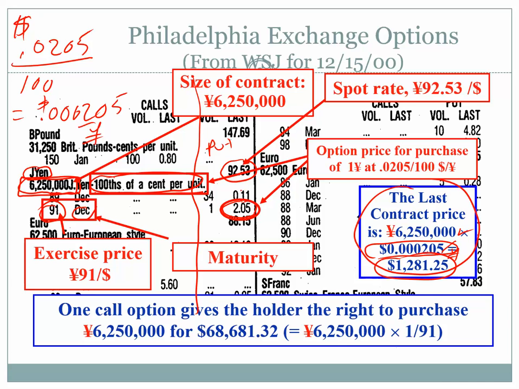Notice if I want to sell yen at 89, it's a lot cheaper. It's only 11/100ths of a cent. So this contract, if I buy this December 91 strike put, I pay $12.81. Now I have the right to sell 6.25 million yen at 91. So I can sell 6.25 million yen at $68,000.